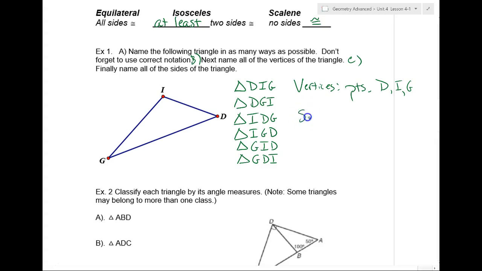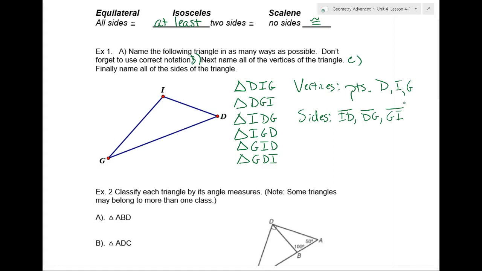And then for your sides, how do you name the sides? As what? As line segments. So make sure if you name the sides, you do it with the correct notation. So you have like line segment ID, I'd go to line segment DG, and then line segment GI. Notice I just went around the triangle when I named it, so I didn't skip anything.